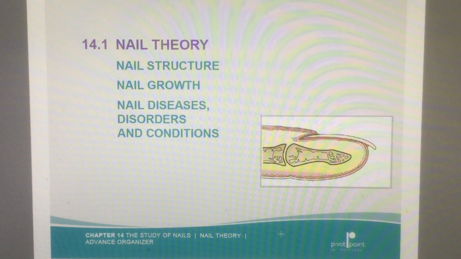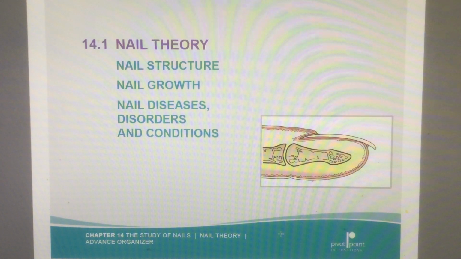Good morning. So today we're going to go ahead and cover nail theory. We're going to cover the nail structure, nail growth, nail diseases, disorders and conditions. So we have quite a bit to cover today.